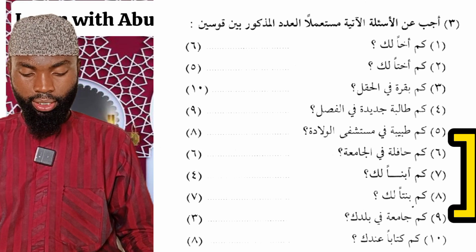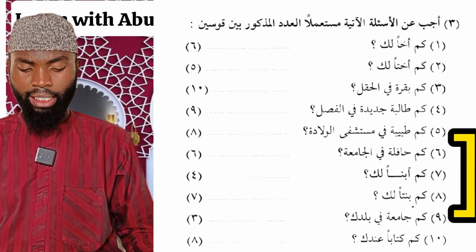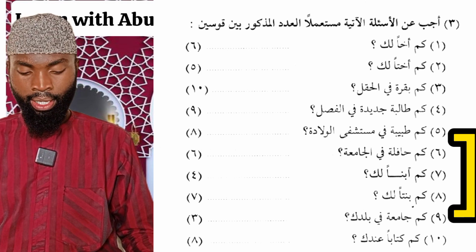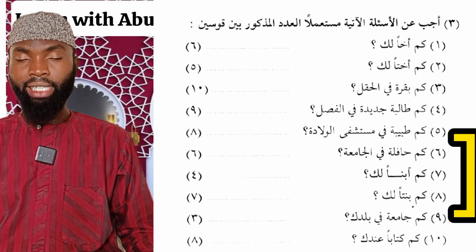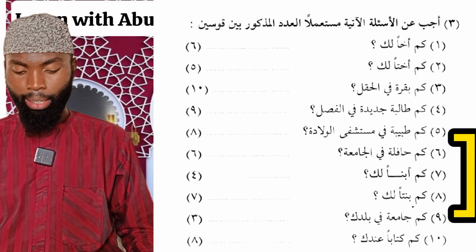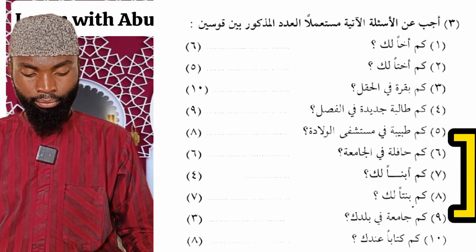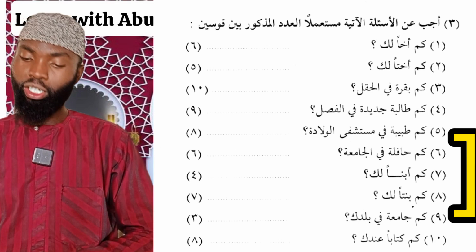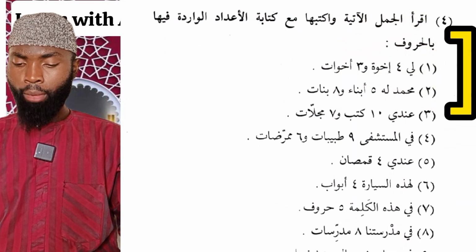I have 7 daughters. Number 9, we have kam jami'atin fi baladik. How many universities are in your town? We say fihi thalathu jami'atin. There are 3 universities there. Number 10, kam kitaban indak. How many books do you have? We say li thamaniyatu kutubin. MashaAllah.